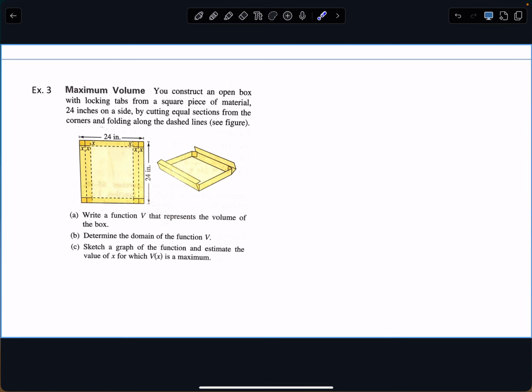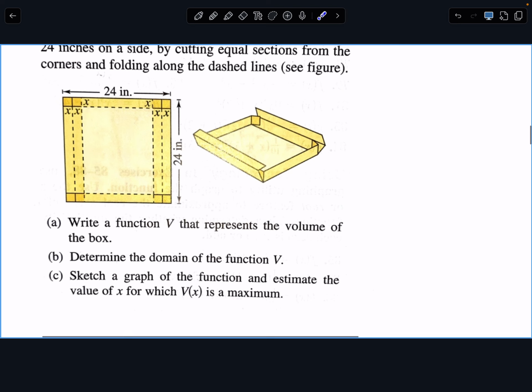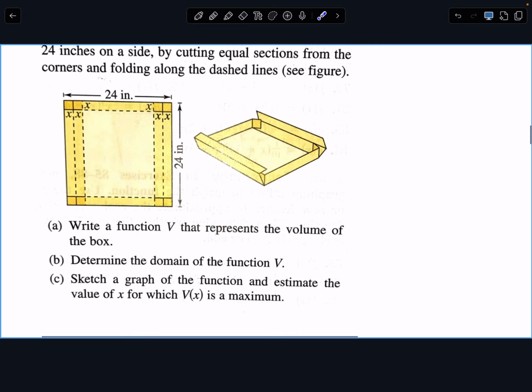So you'll notice that the dimensions are 24 by 24. So you're starting with a square piece of material, and you're cutting equal sections from the corners and folding along the dashed lines. So you have two X's on this side and two X's on this side that you are cutting off a length of 24. And you're folding them up once, and then this is going to get tucked in over the edge to try to make it a little bit stronger.